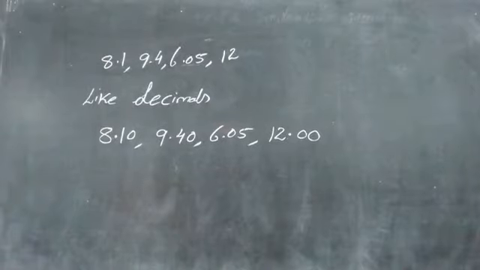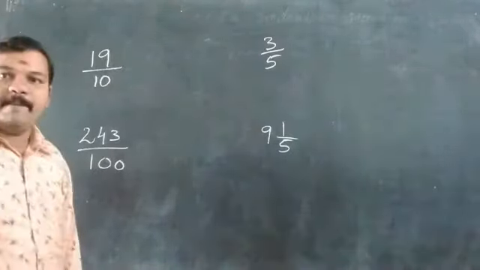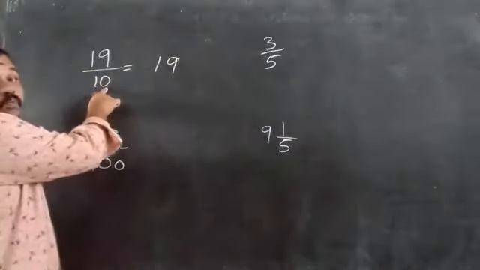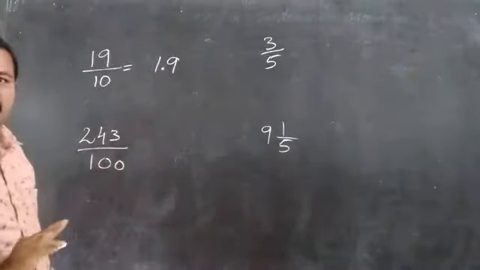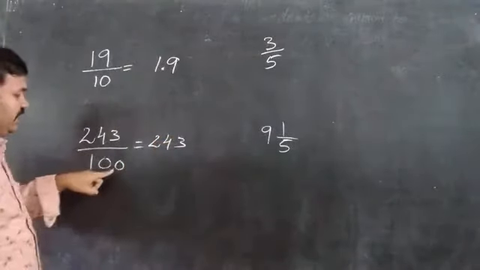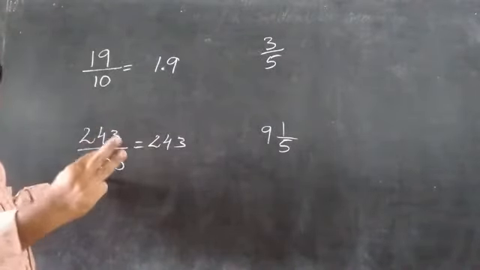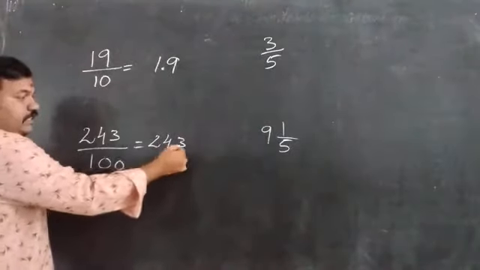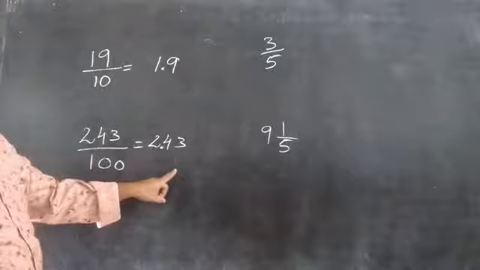And the next one is converting into decimal form. How to convert to decimal form? First write the numerator, 243. The denominator is 100, which has 1 and 2 zeros. After 2 zeros, keep the decimal point. So count 2 places from back to front, 1, 2. Now the answer will become 2.43.